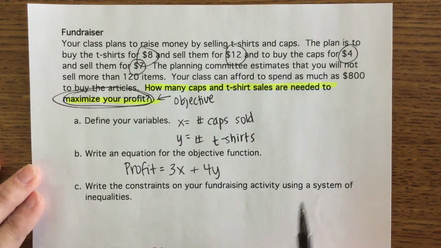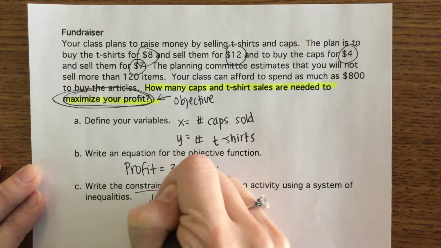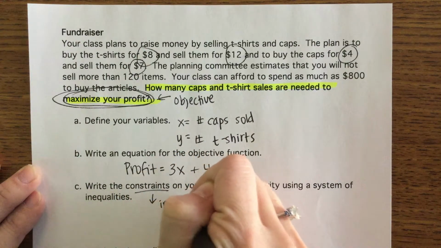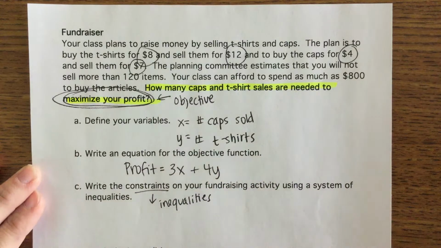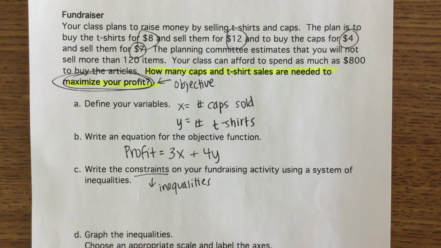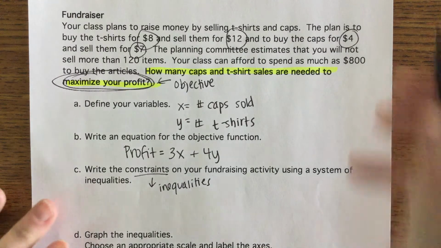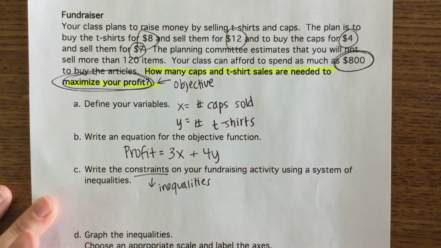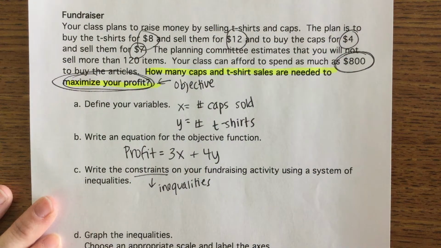Okay, so write the constraints. The constraints, what I mean by that is you're writing inequalities. Okay, what is limiting us? So why can't we just sell infinitely many or sell thousands of t-shirts and caps? Miranda? We can only afford to spend as much as $800. Okay, so this is really important. $800 is all we have. That's all we have to spend.